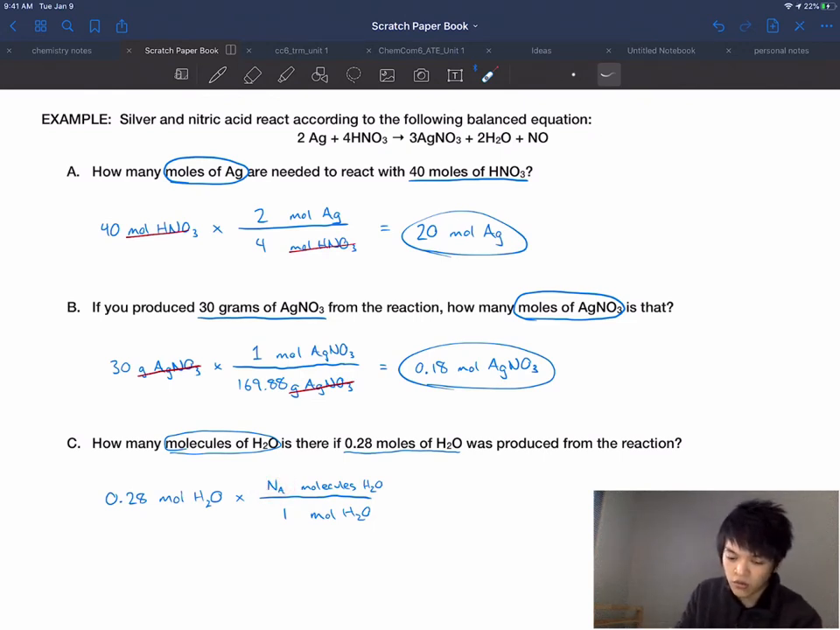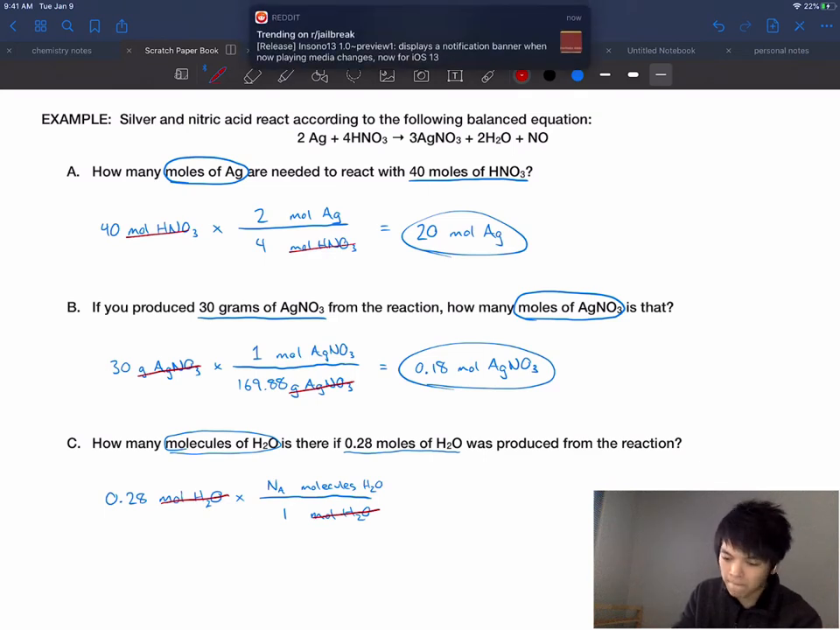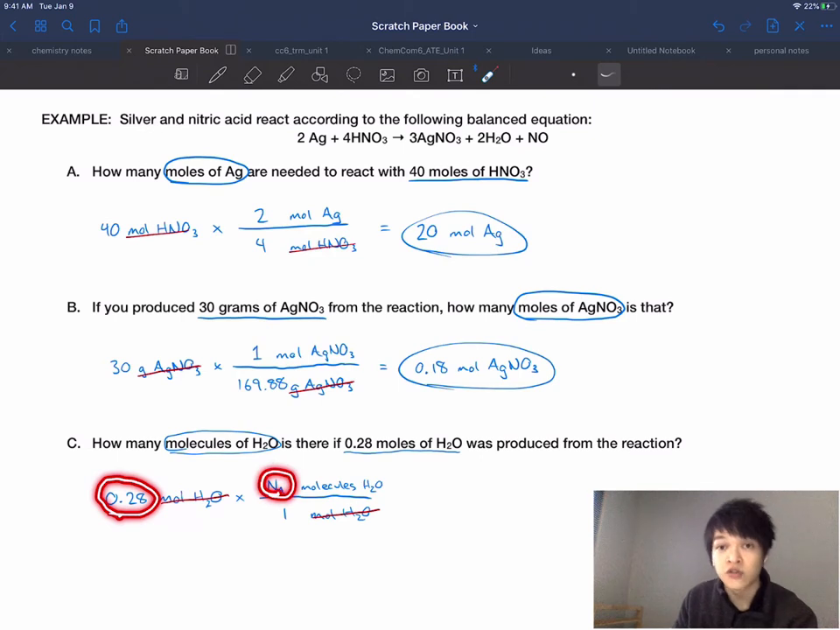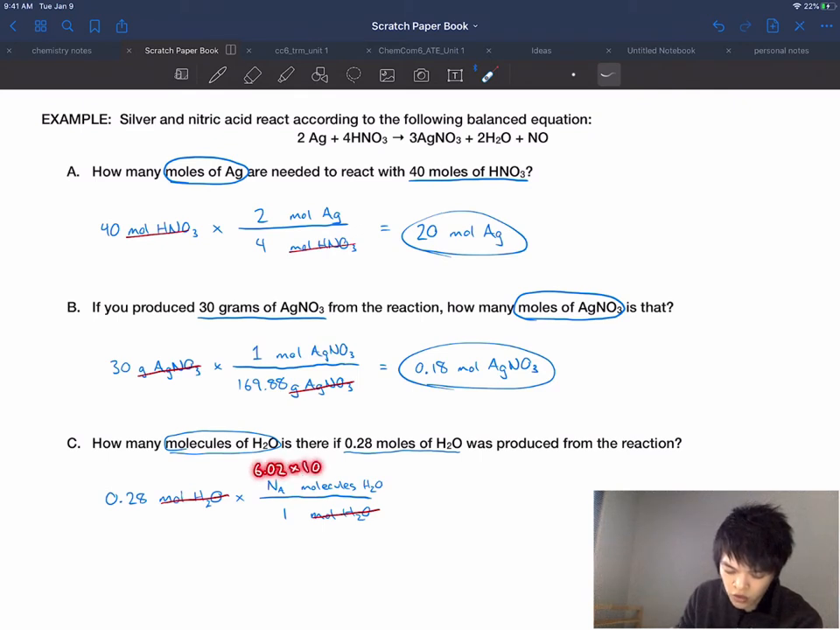Okay, so take a look at the units that cancel out here. What we have is moles of H2O and moles of H2O that cancel out. And let's see, we are left with molecules of H2O, which is perfect. And what we're going to do is type this in the calculator, 0.28 times Avogadro's number. All right, 0.28 times Avogadro's number. If you forget what Avogadro's number is, for the time being, just take a look at the flow chart. This number is 6.02 times 10 to the 23.